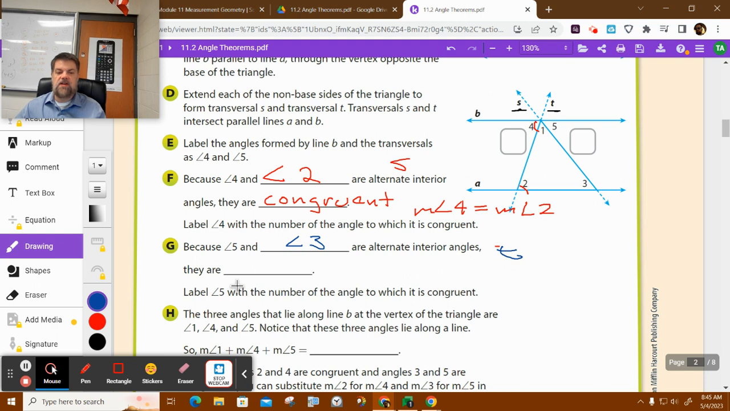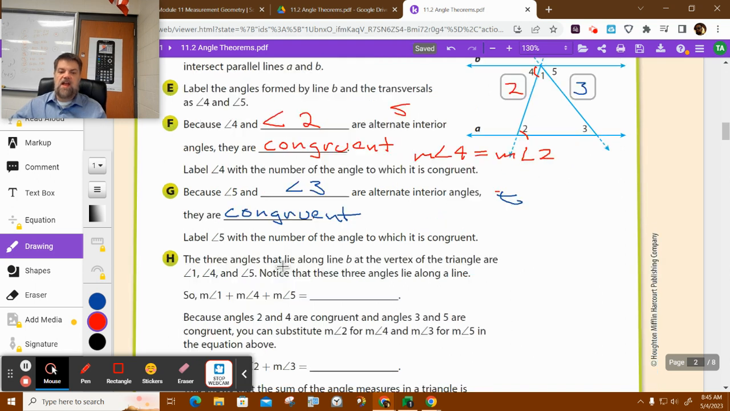Angle 5 and angle 3, good, you guys figured it out. What do we know about 5 and 3? They're congruent. It says label angle 5 with the number of the angle in which it's congruent. So angle 5 is congruent with 3. Angle 5 is also congruent with this over here. So what they want us to do is label those. In other words, what's congruent with 5? 3. What's congruent with 4? 2.